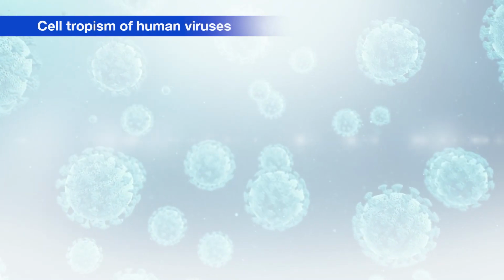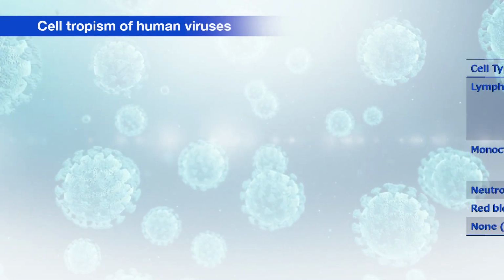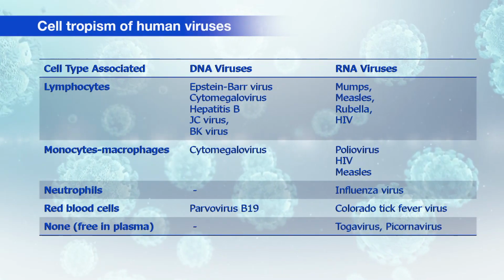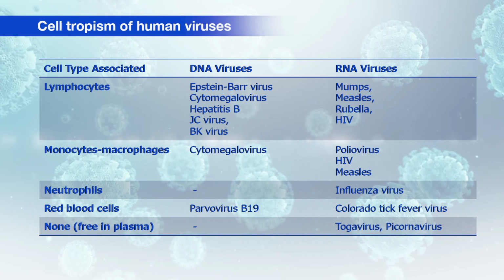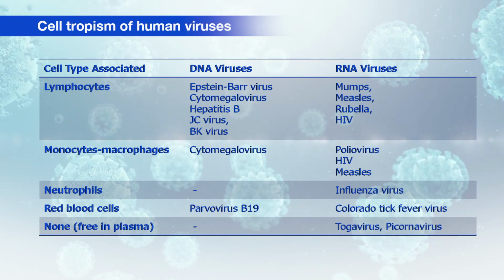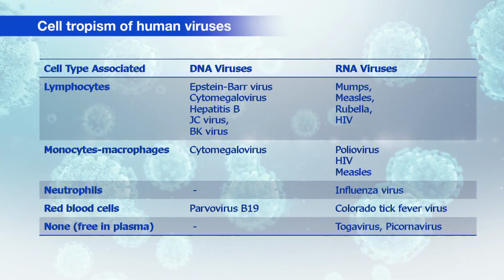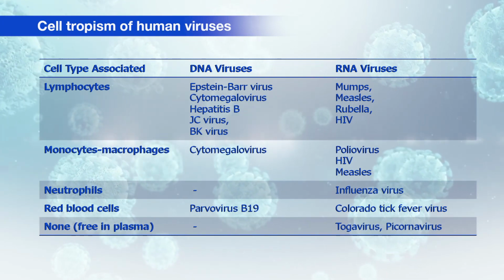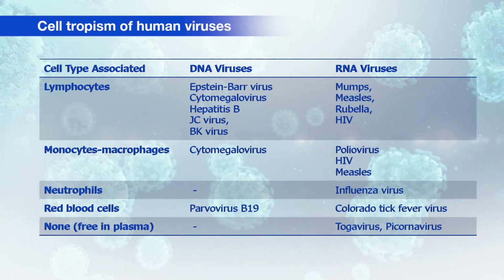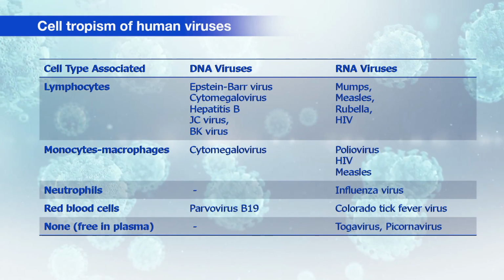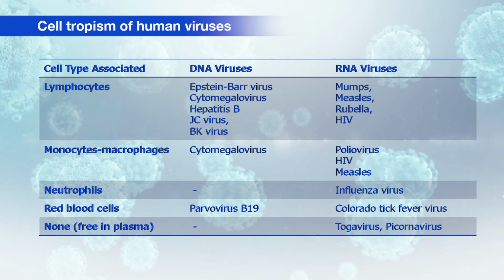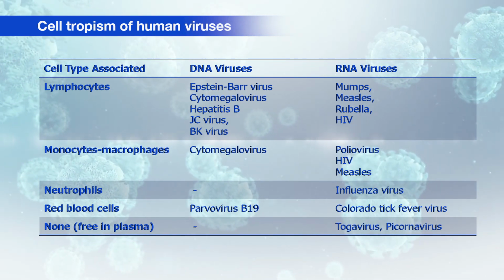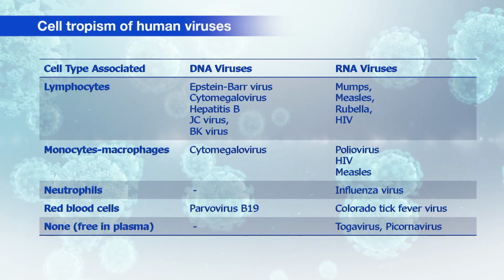Now, a special word for the cell tropism of human viruses. This is basically the affinity of these viruses to a specific cell type. Like you can see in the infection caused by Epstein-Barr virus due to its tropism to the lymphocytes in infectious mononucleosis. In RNA viruses, you have mumps and measles specifically to lymphocytes. While you can see for the neutrophils, you have influenza virus, and the tropism towards RBCs is through parvovirus B19 and Colorado tick fever virus.